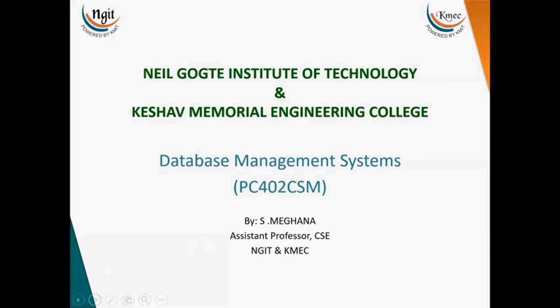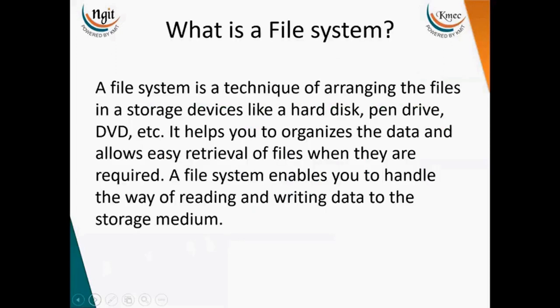Let us define what a file system is and what disadvantages you face with the file system, and how they are overcome using a database management system. In simple words, a file system is a conventional way of storing data in different storage mediums like hard disk, pen drive, magnetic tapes, DVDs, etc.